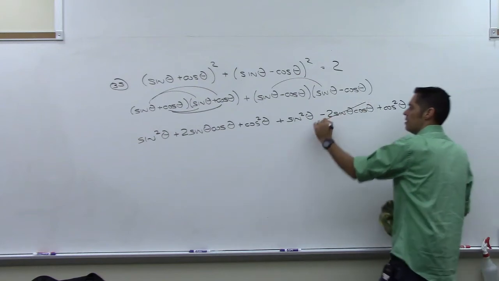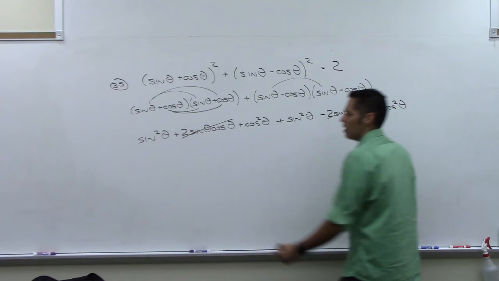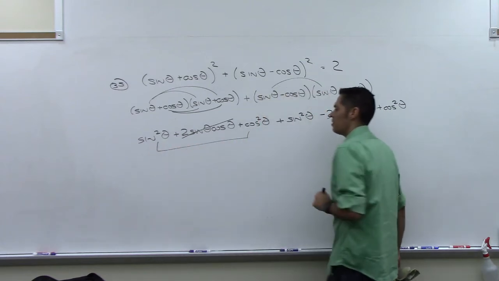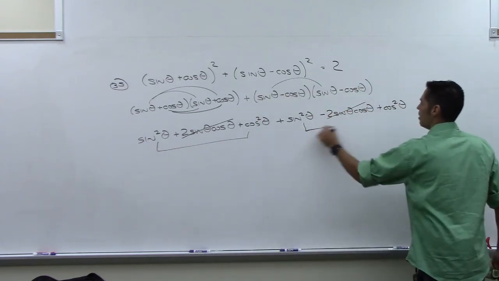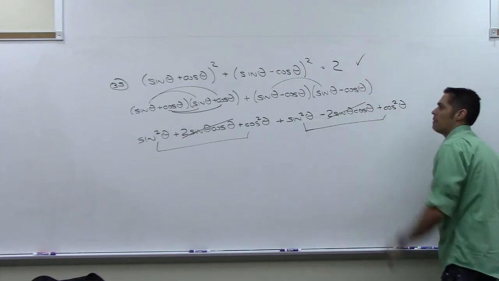But notice that this and this do cancel each other out. And then we have 2 Pythagorean identities. We've got sine squared theta plus cosine squared theta. That's 1. Plus another one of those. So that's 1 plus 1, and that's 2. So that checks.